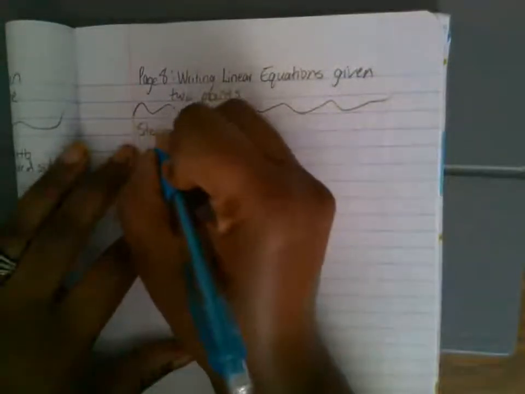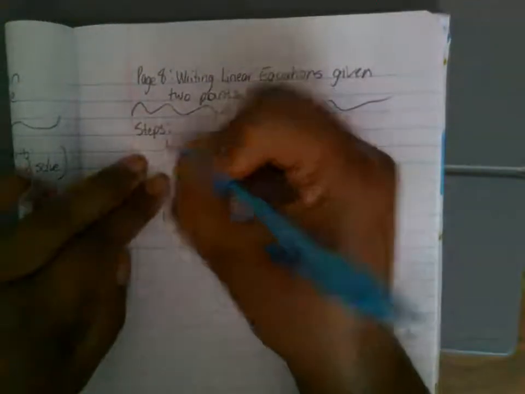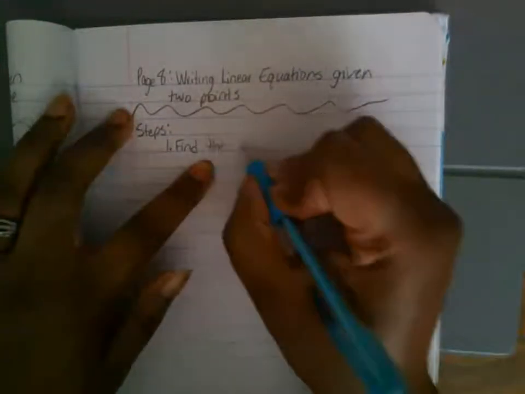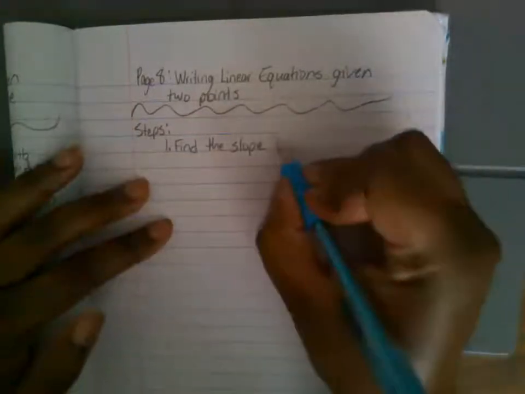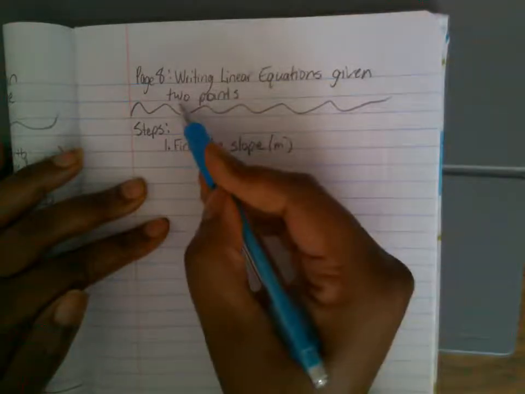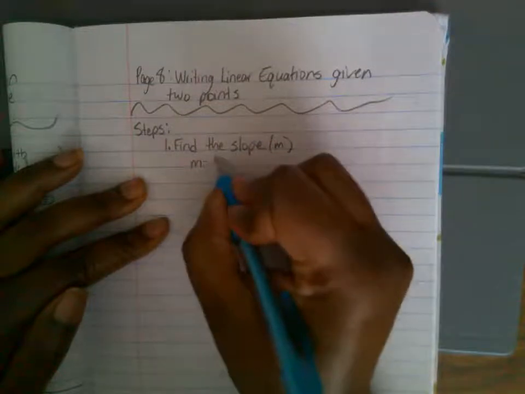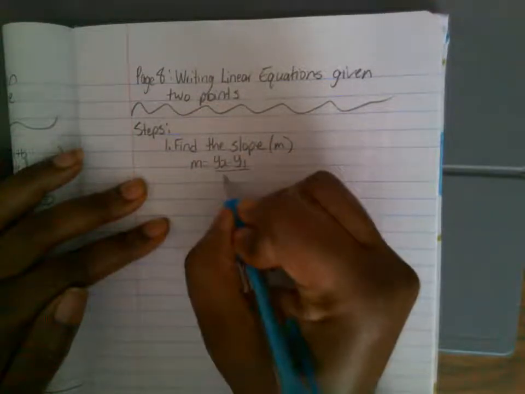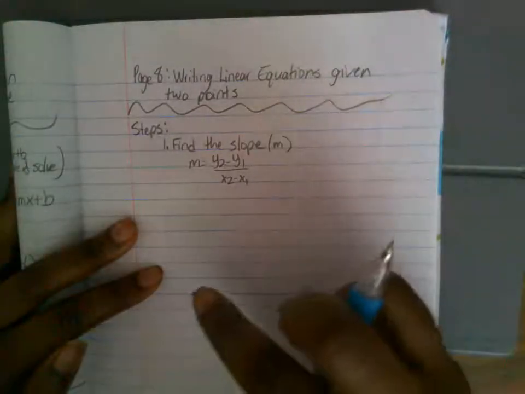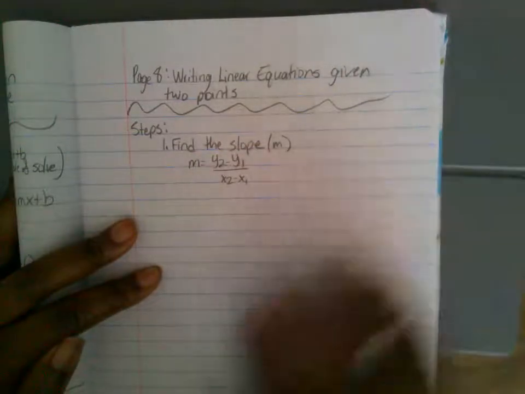So the steps for this are going to be the same steps that we've been learning. The first step is to find the slope. Remember, the letter for slope is M. The formula you're going to use, since you're given 2 points that are on the line, is M is equal to Y2 minus Y1 over X2 minus X1. Okay? So you would label your 2 points, substitute the numbers in the formula, simplify and reduce.